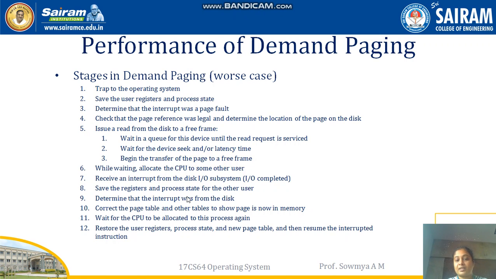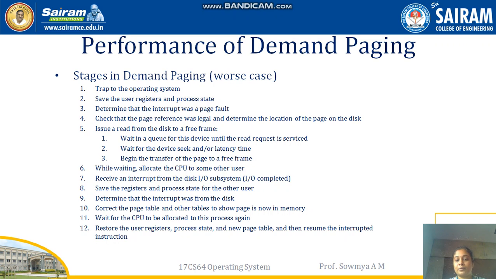Then save the register and process state of the other user. Since you were in waiting state for the demand page, the process was executing for another user, so that user's process state is to be saved. Determine that the interrupt was from the disk. Correct the page table and other tables to show the page is now in memory. Once you get the page from the secondary storage to main memory, your page table is to be updated: add the corresponding frame number for the page number, and convert your invalid bit to valid bit.